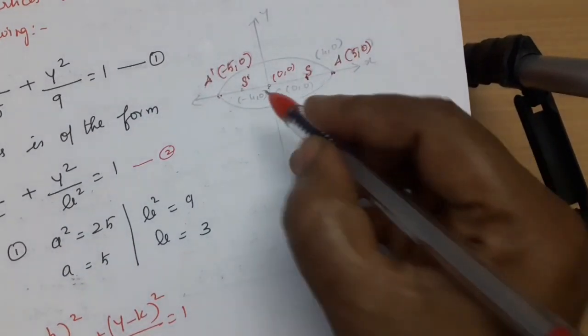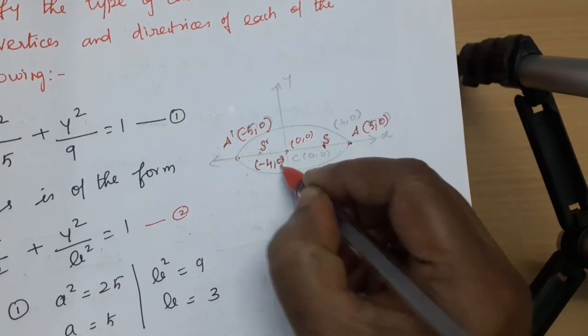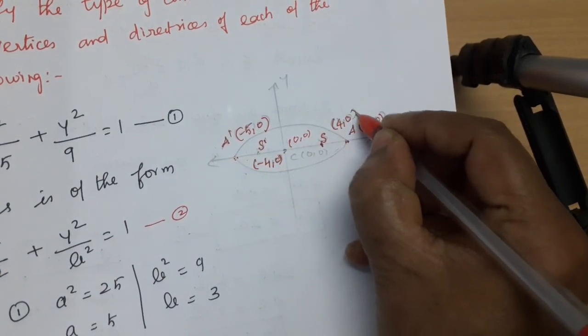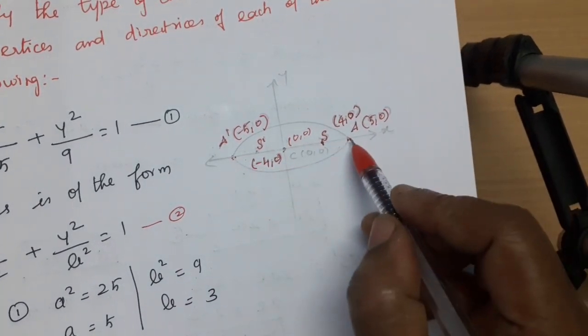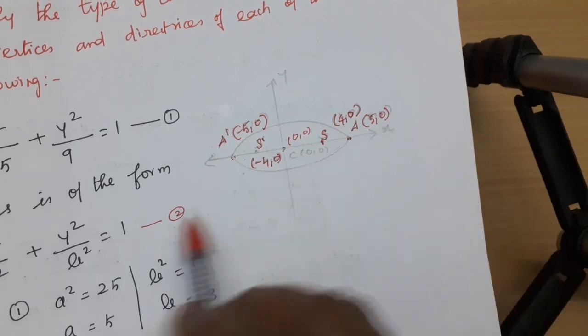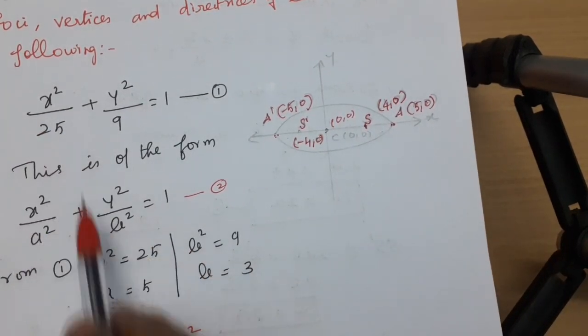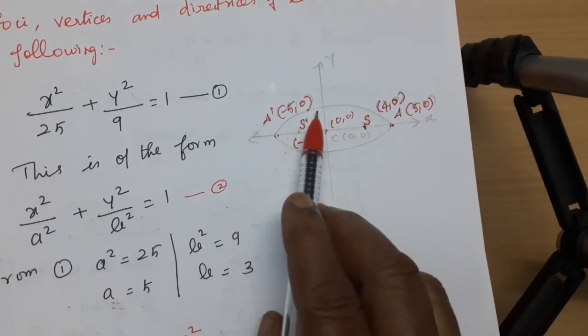That is how we draw the diagram. S is on the negative side, minus 4 comma 0, and on the positive side, plus 4 comma 0. The center is the origin, so C is the center. The vertices are plus or minus a comma 0. From the given equation we find the a square value, and from a square we find the a value, plus or minus a comma 0, that is 5 comma 0 and minus 5 comma 0.